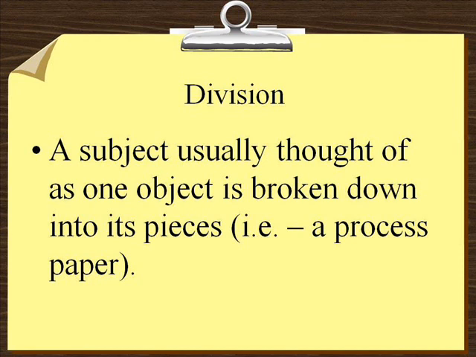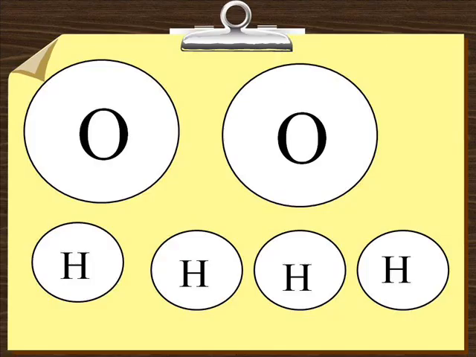Notice that a process paper is a type of division paper. By just looking at the part, you would not be able to identify what process you were working on. Let's take our second example, the molecule of water. If I were to just give you the elements oxygen and hydrogen as you see in the slide here, you would not know what compound, if any, they were from. You might be able to guess, but you could not be sure.